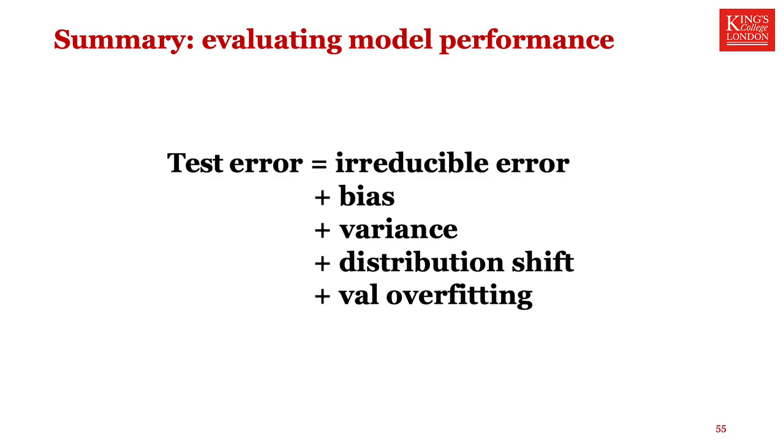So in the end, the equation is going to look like this. You'll end up with a test error, which is comprised of the reducible error, the bias, the variance, the distribution shift, and the validation overfitting part of the equation. And all of these can be mitigated one by one.